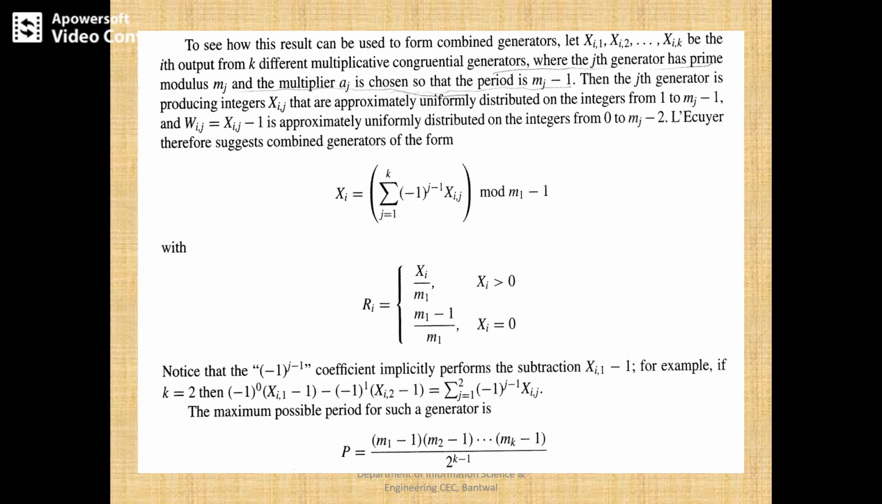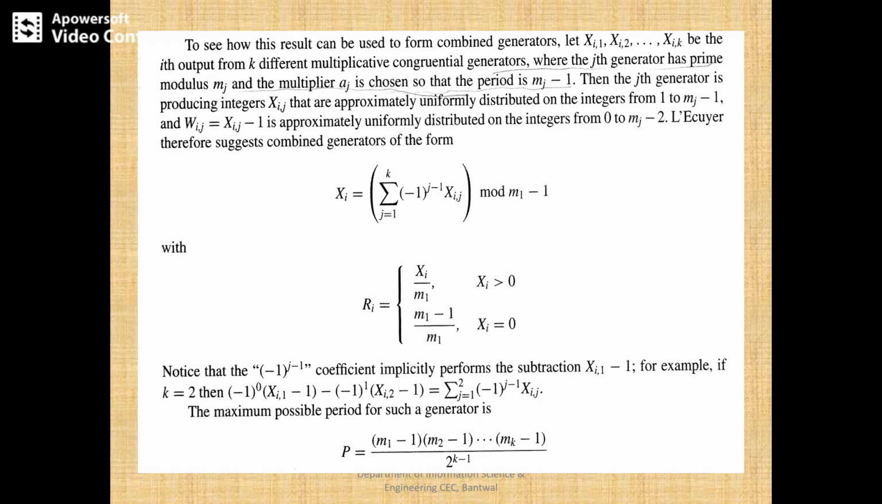Let Xi1, Xi2, ..., Xik be the ith output from the k different multiplicative generators, where the jth generator has a prime modulus mj and the multiplier aj is chosen so that the period is mj minus 1. Then the jth generator produces integers Xij that are approximately uniformly distributed on the integers from 1 to mj minus 1, and Wij equal to Xij minus 1 is approximately uniformly distributed on the integers from 0 to mj minus 2.